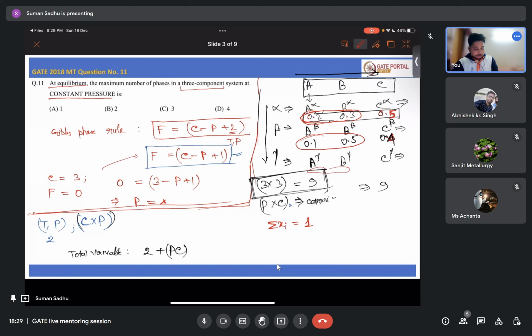Similarly for here. So we don't need to give the composition of all the three, because the last one, or one component, will always be dependent on the composition of the other two, right? So this is one constant. Composition constant. One will always be dependent on the other compositions.